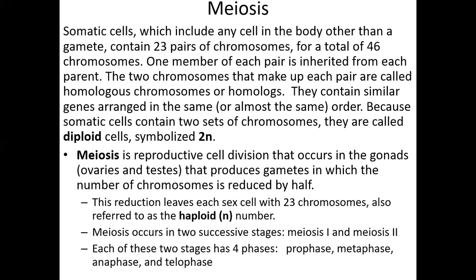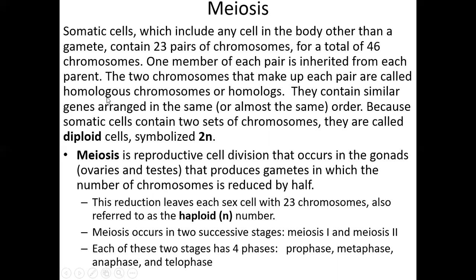All right, reading through. Somatic cells, which include any cell in the body other than a gamete, contain 23 pairs of chromosomes. Now, a pair is 2, so 23 pairs means 23 times 2 means a total of 46 chromosomes. Okay? One member of each pair is inherited from each parent. What we call our maternal chromosomes came from mom. Our paternal chromosomes came from dad. The two chromosomes that make up each pair are called homologous chromosomes, or what you'll see them sometimes listed as just homologs. Sometimes I'll say homologous pairs.